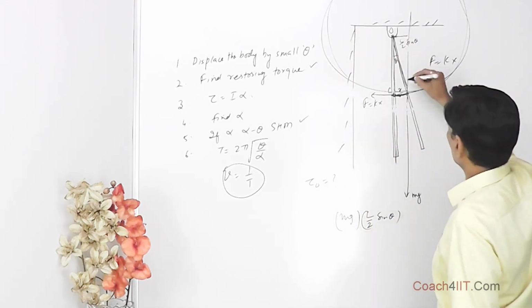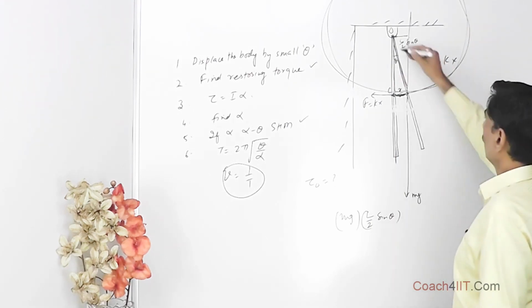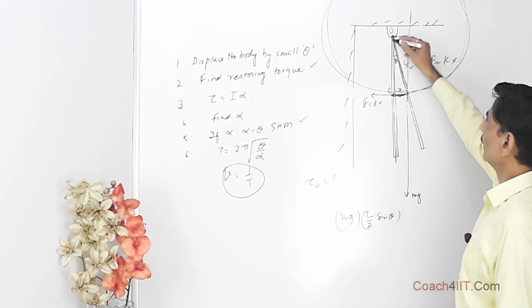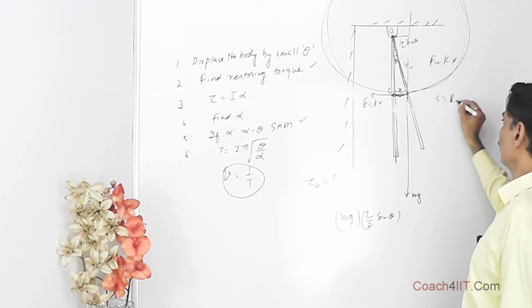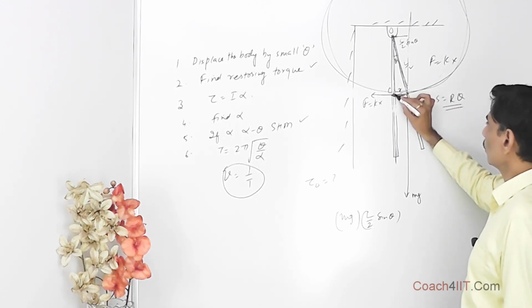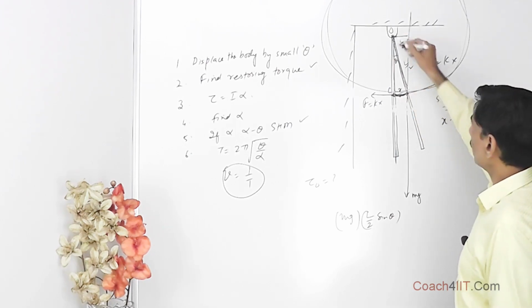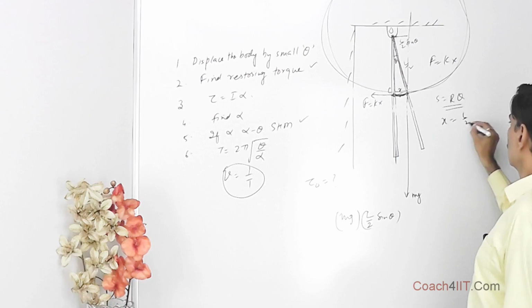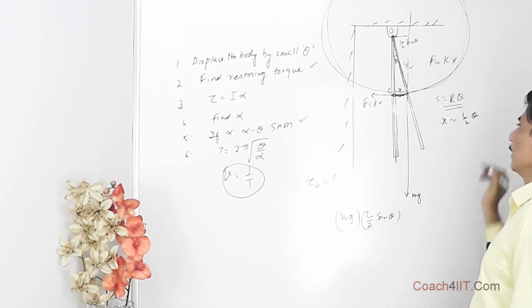This arc is part of this circle of radius L by 2. The radius is L by 2, right? So we know s is equal to r theta. If we use s is equal to r theta, the length of this arc, that is x, is equal to r, where r is L by 2, times theta. So x comes out to be L by 2 theta.